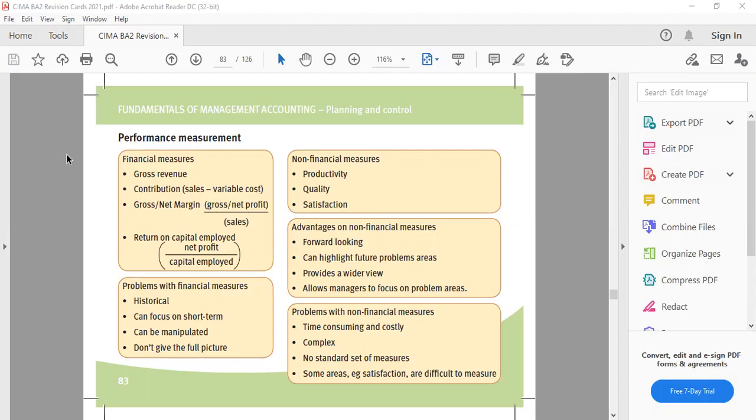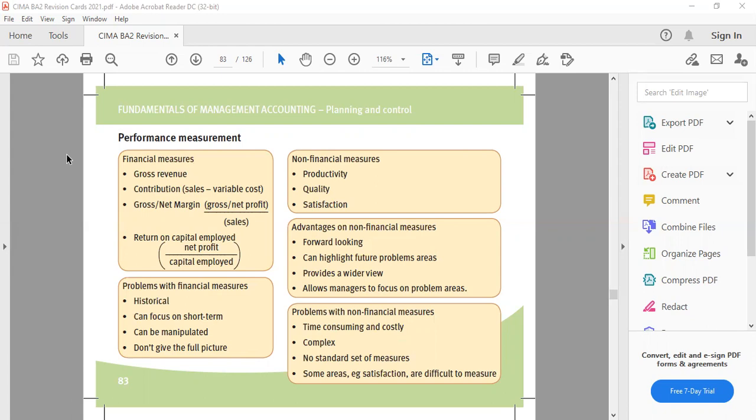So profitability may be looking very attractive, good, but on the other hand, we also see that there is some kind of dissatisfaction among the customers. So when that is measured, they can work out why the customers are not satisfied. So they can take it up and then work on that particular area. What are the problems with non-financial measures?